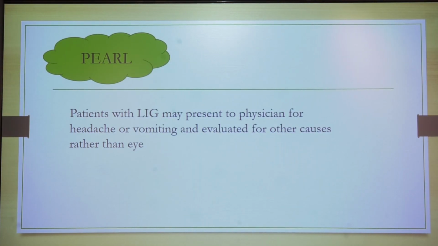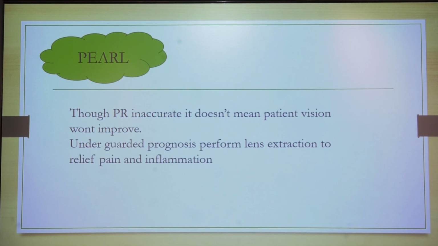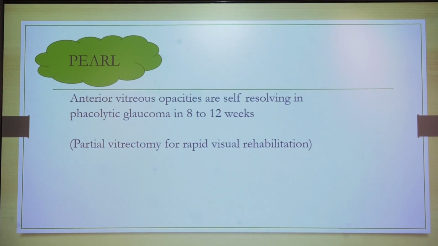Now what do we learn? Patients with lens-induced glaucoma may present to a physician with headache and vomiting and can be evaluated for other causes rather than ocular till they develop redness and pain. Though PR inaccurate doesn't mean that the patient will not improve his vision. Under guided prognosis, perform a lens extraction to relieve pain or inflammation at least.